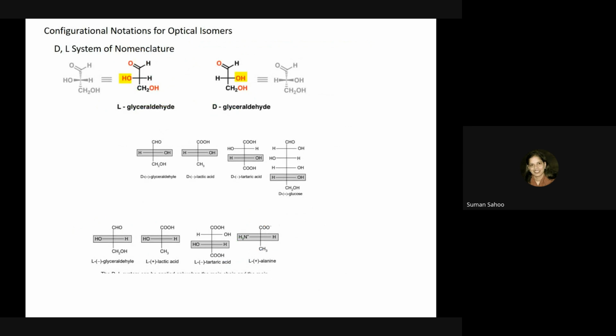Next, configurational notations for optical isomers, which we have already discussed yesterday, but still this is in your unit 5, so we would just go through it rapidly. So we can give notations to our optical isomers. Optical isomers are the isomers which rotate the plane polarized light, or we can say those are optically active. In that case, it can be an asymmetric molecule or a dissymmetric molecule.